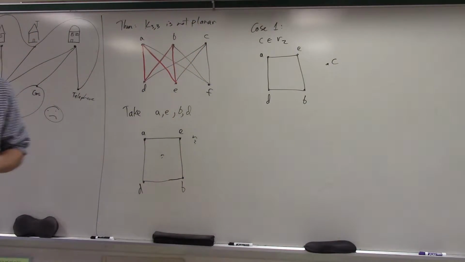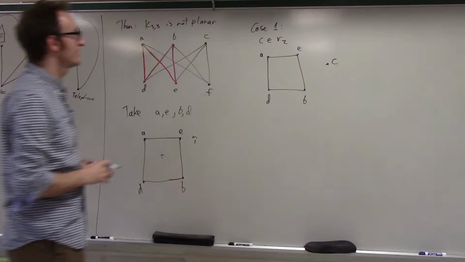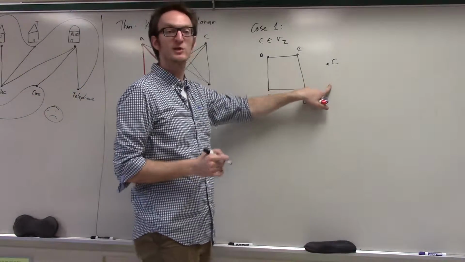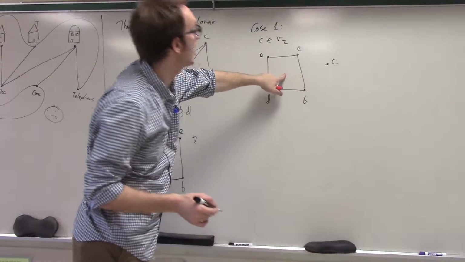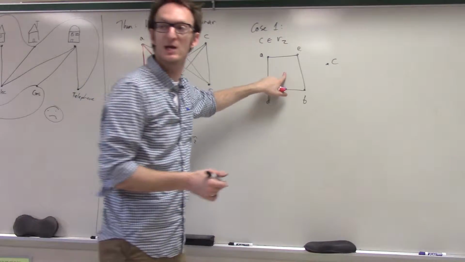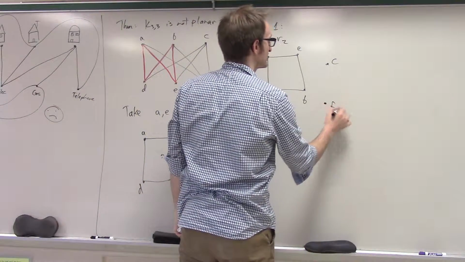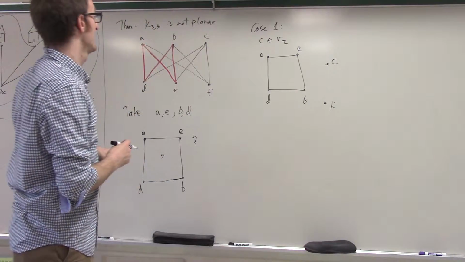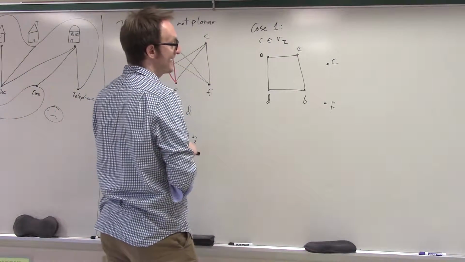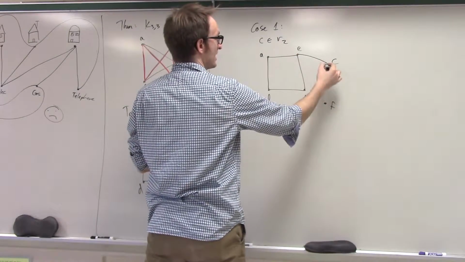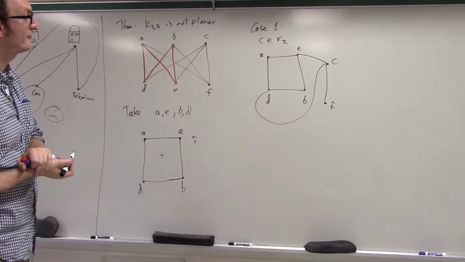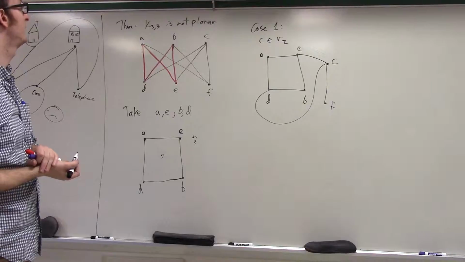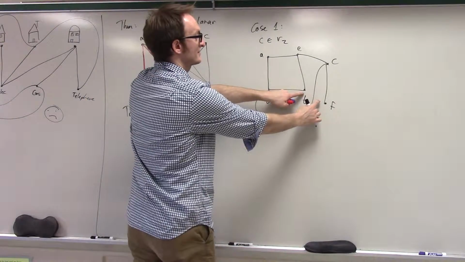So if I put C in, where do I put F? I'm forced to put F outside, because otherwise it crosses into. F cannot be in region 1, otherwise I will cross one of these edges on the way in. So F must be out here in region 2 somewhere. But now we're screwed, right? Because C has to connect to D, E, and F. But if it connects to E and F and also D, now F cannot connect to B. It's just impossible. It can't be done.